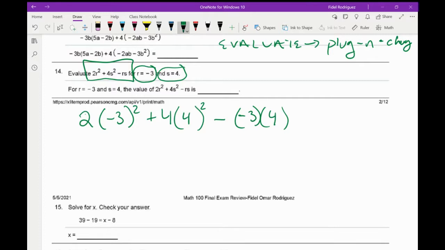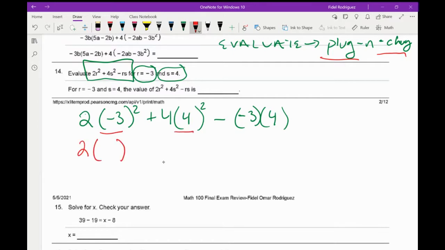Okay, so guys, what we've done so far is the plug, right? We've taken those numbers and we've substituted them in. Now we got to do the chug part. So we're going to go through order of operations. And we do have exponents here, so we're going to fix these exponents. So I'm going to leave that 2 alone.